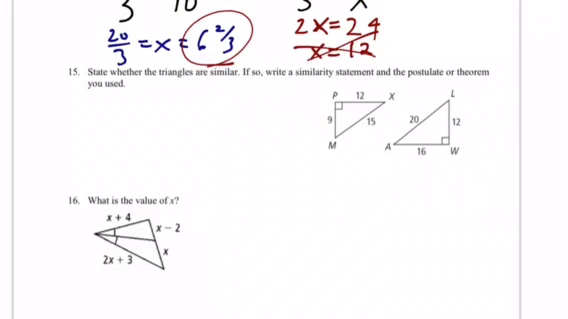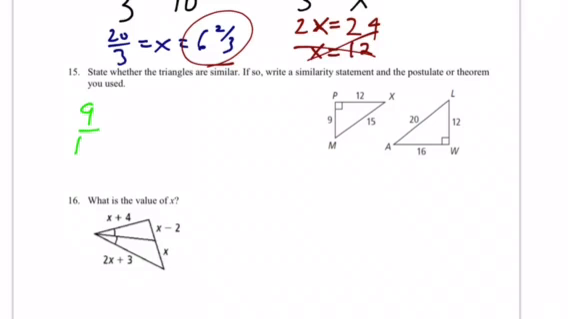So, moving on to number 15, we've got the two triangles. They want us to state whether they're similar. If so, we have to write a similarity statement and the postulate or theorem that we used. So if we look at these triangles, again we can see the shortest side, the in-between side, and the longest side for each one. So if they're going to be similar, that would be the way that they would have to match up. So I would just draw or write an extended proportion and see if they're equal.